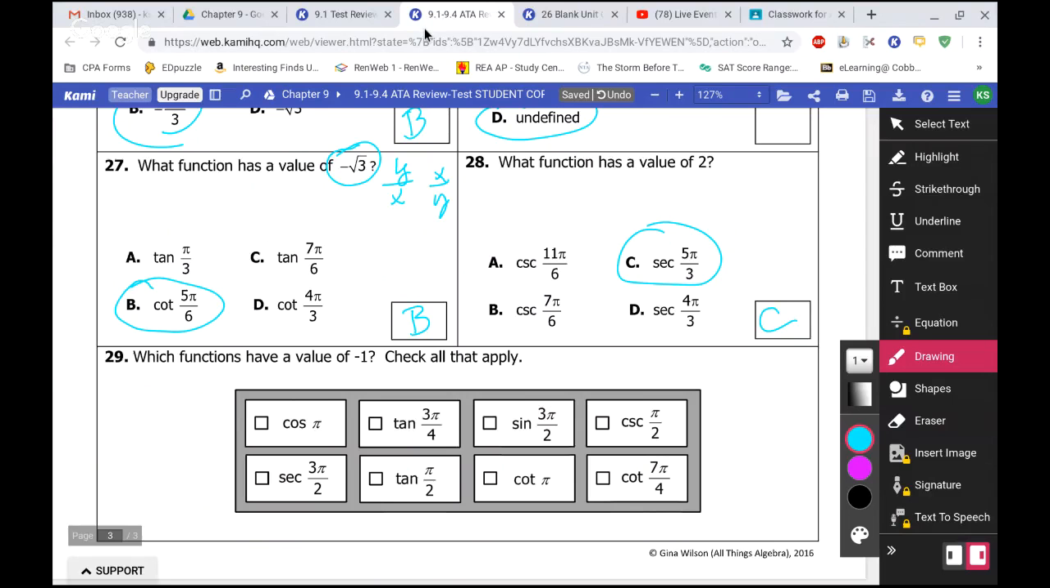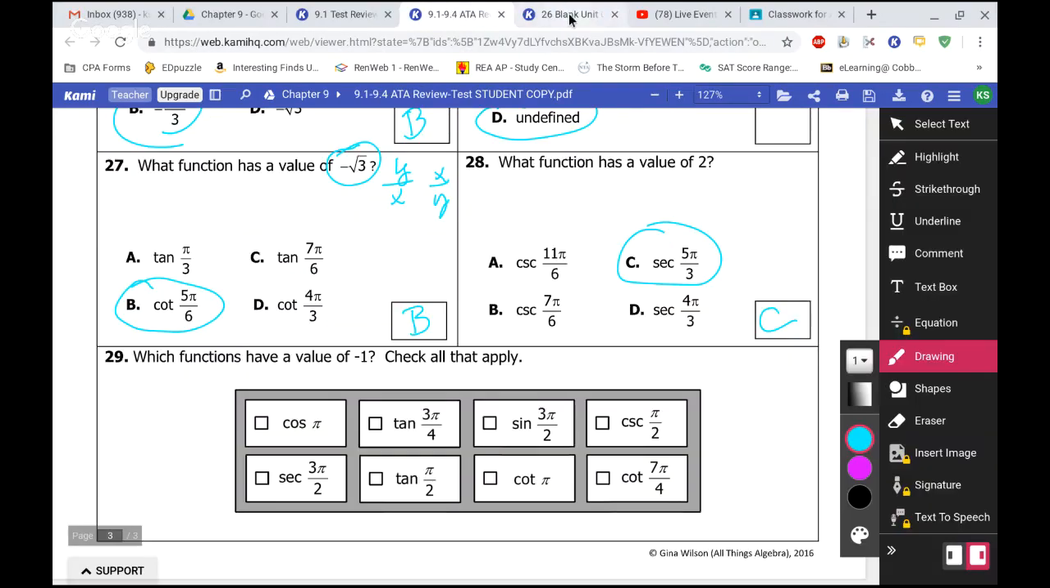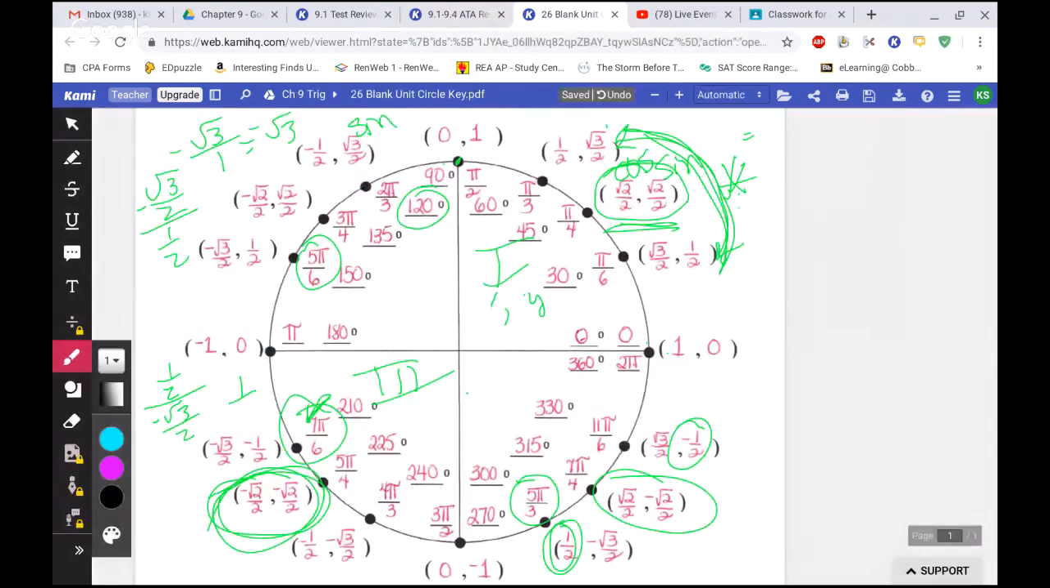All right, which functions have a value of -1? So basically, you're going to be focusing on your quadrantal angles for the most part. Because it's a unit circle, you're going to be looking for those places where everything is a 1, because those angles would also return a 1. So let's look at cosine pi. Cosine pi, which is over here, that's a -1. Am I looking for it? Oh, and so that works.